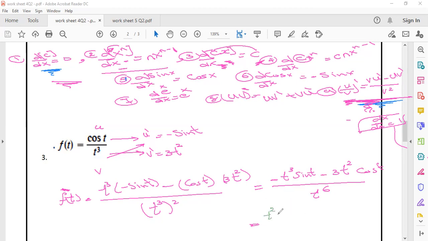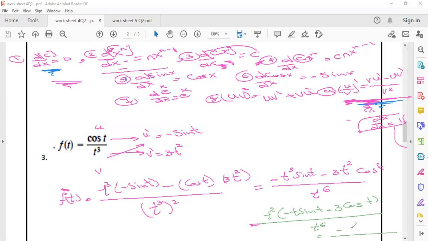T to power 2. Okay, divide this term by t to power 2. This means it will be negative t sine t. If we divide this one, it will be negative 3, t to power 2 cancels with t to power 2, it will be cosine t, over t to power 6. I can divide both numerator and denominator by t to power 2 because it is a common factor.